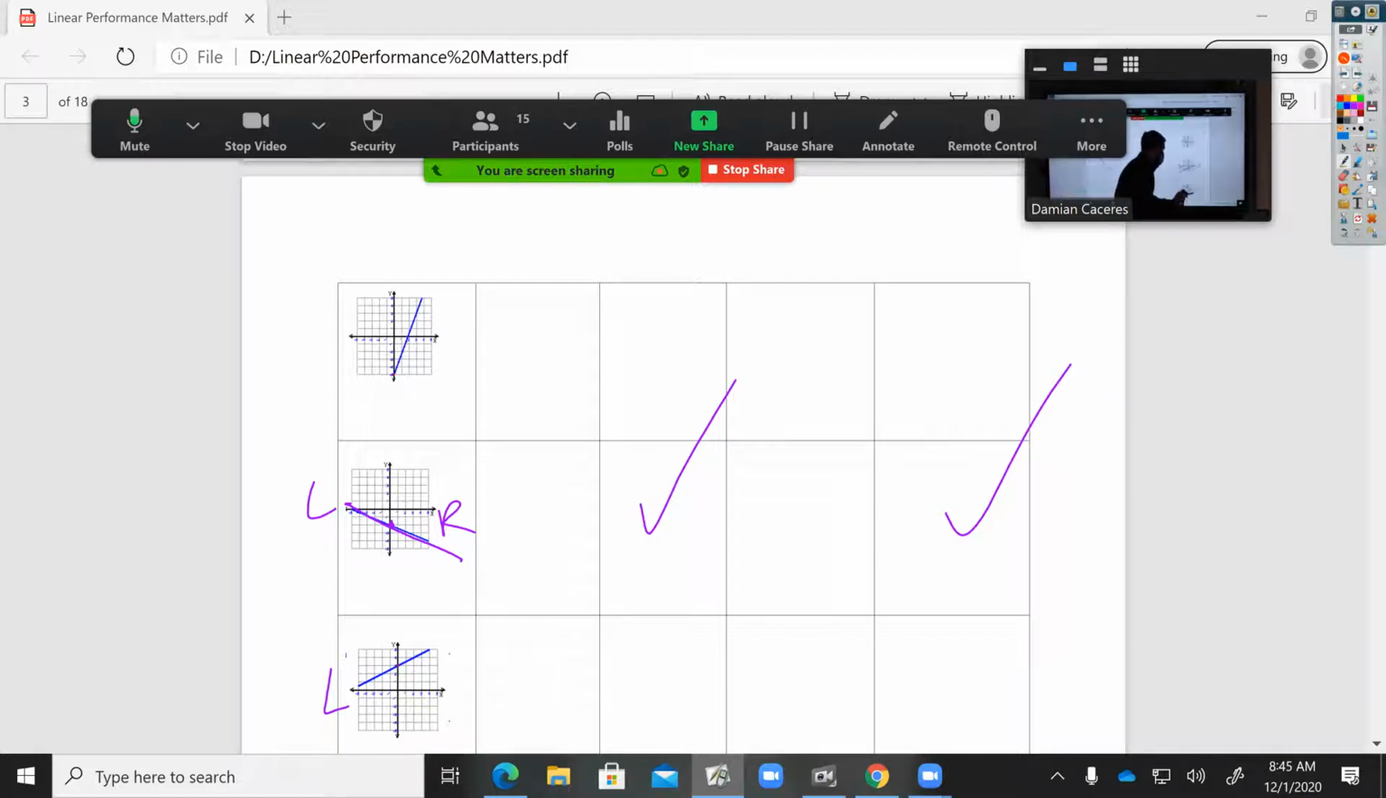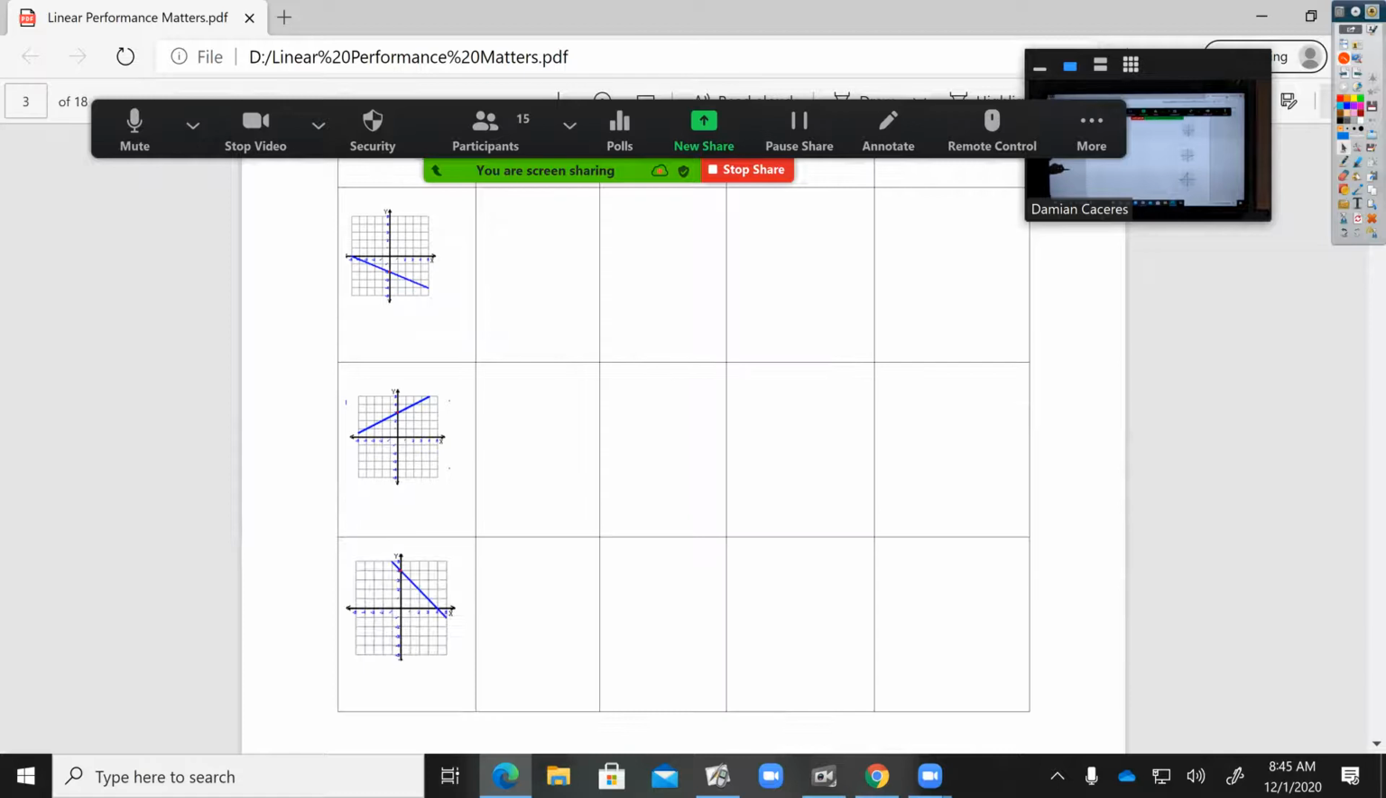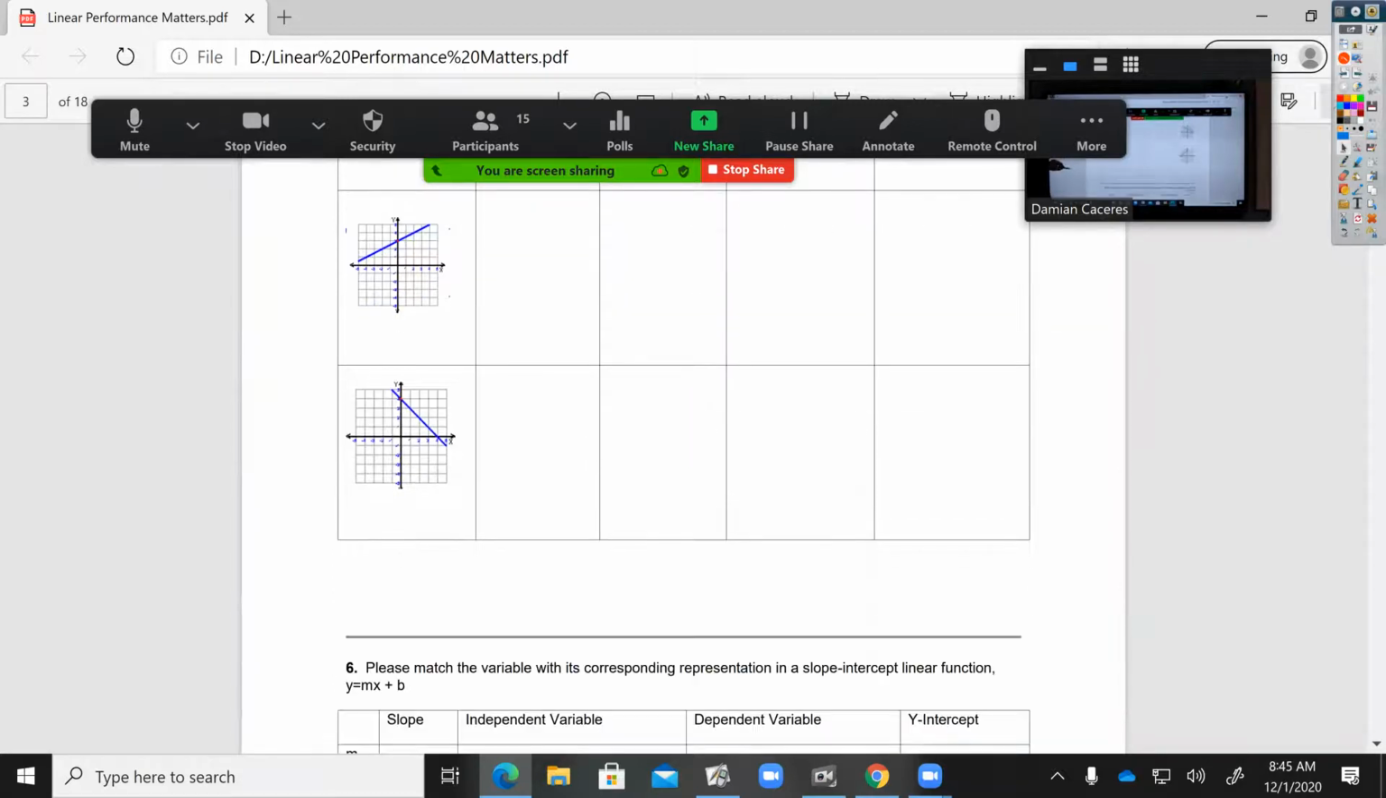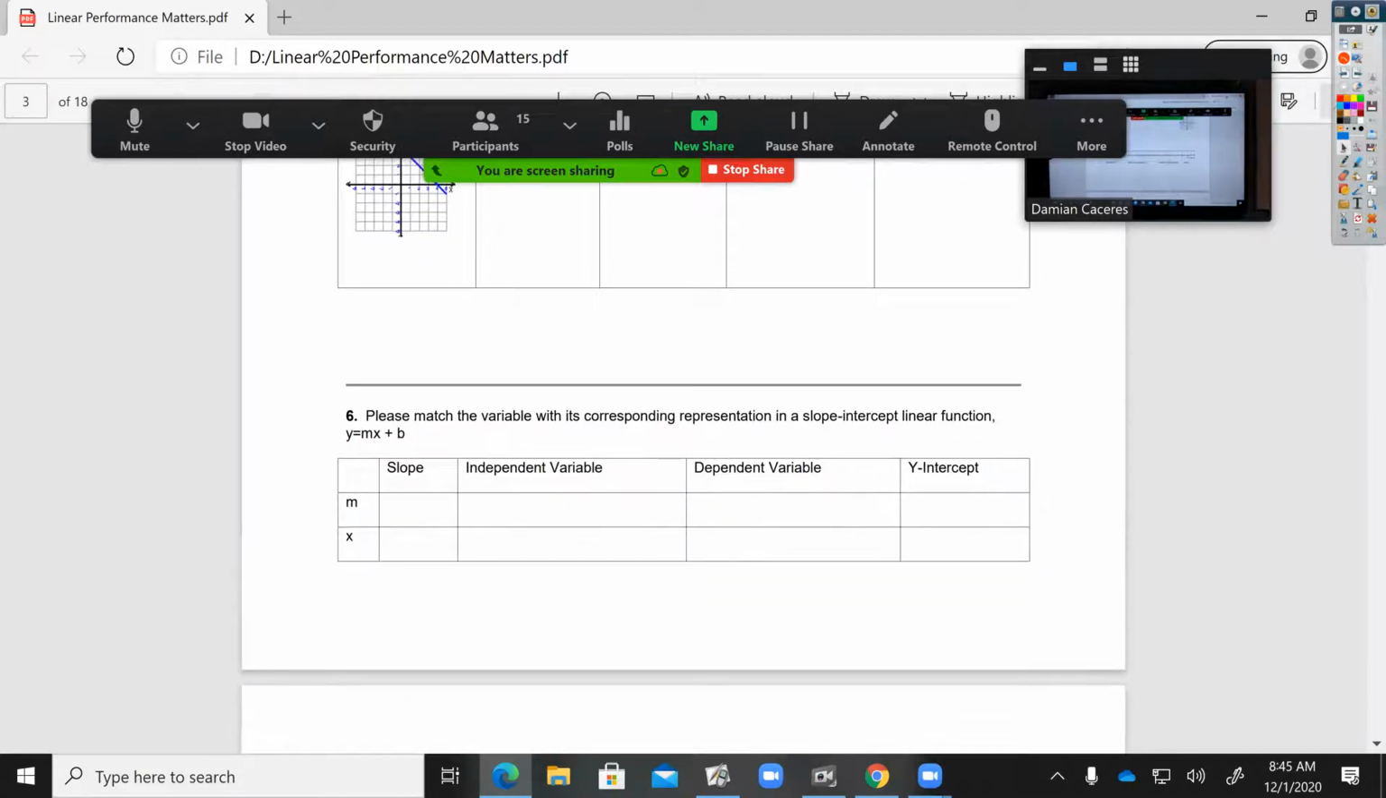On this one, from left to right, it goes up. So that's a positive slope, but it touches the y-axis on +3, which is a positive y-intercept. So you would select positive y-intercept for that one. These are just questions that you look at and you answer. You don't have to work anything out. Now let's move on.